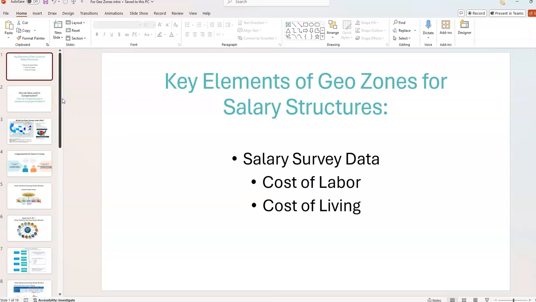So I'm going to be going over the key elements for working with geo zones for salary structures, and we're going to be looking at how that works with salary survey data, the cost of labor, and cost of living. That's the type of data that we're looking at specific to different locations.